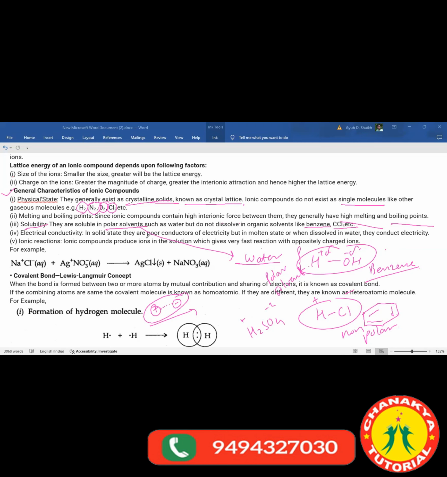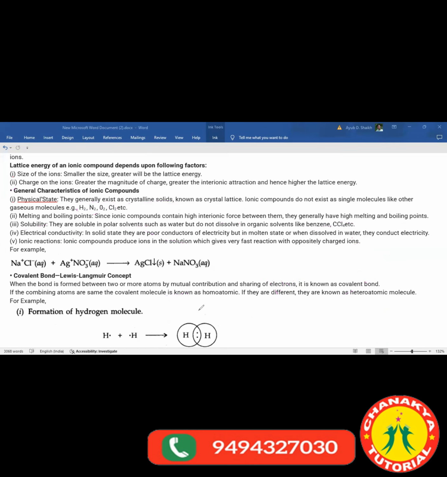In the solid state, they are poor conductors of electricity, but in the molten state or when dissolved in water, they conduct electricity. Why? Only in the molten state and when dissolved in water can they conduct electricity, because they split into ions, and movement of ions is very essential while conducting electricity. Because suppose this is your electrolytic cell, and here the electrodes are connected with the batteries, correct? Isn't it?